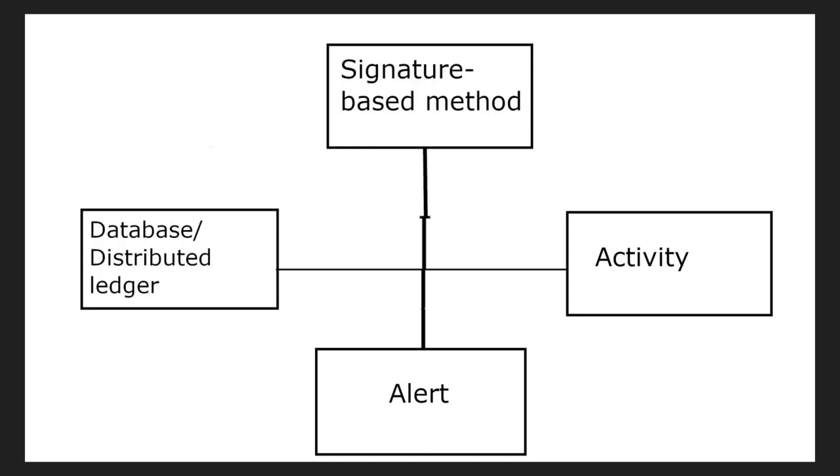And then the signature-based method has a database, which in this case would be the distributed ledger. It contains many different signatures of activities, and it also monitors the current incoming activities and compares the two. And if there is an activity that is not trusted by the nodes and not shown in the distributed ledger, then it sends out an alert.